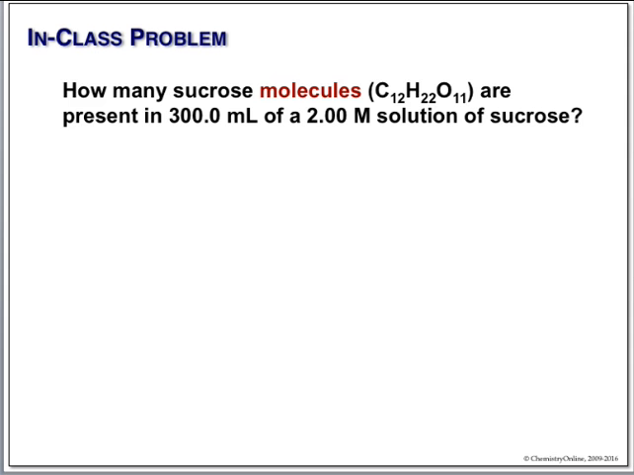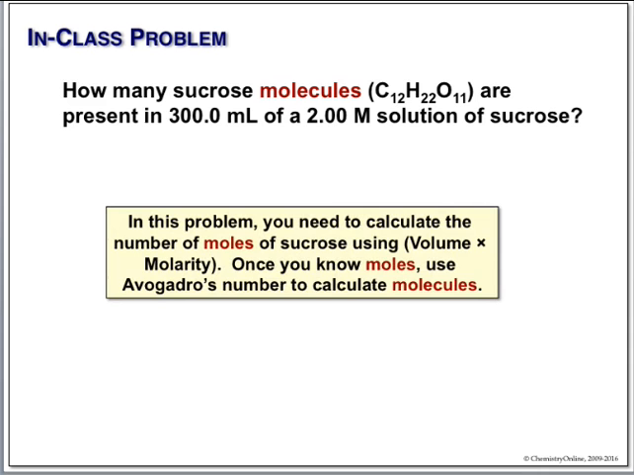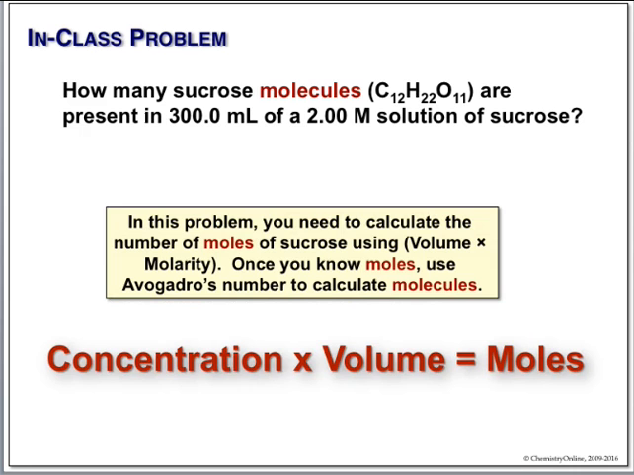So what we have to do is figure out how many moles of sucrose we have. If we know how many moles of sucrose we have, all we have to do is multiply that by Avogadro's number. And that gives us molecules. We're going to do this once again. We have a concentration and a volume. Remember, concentration times volume is moles.